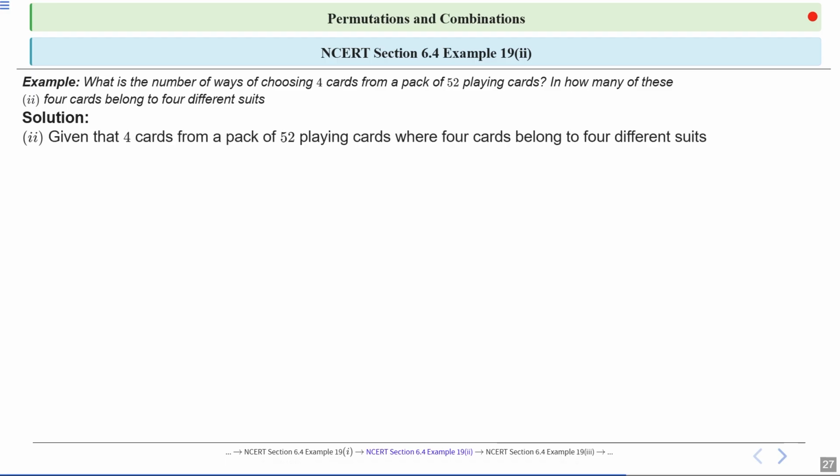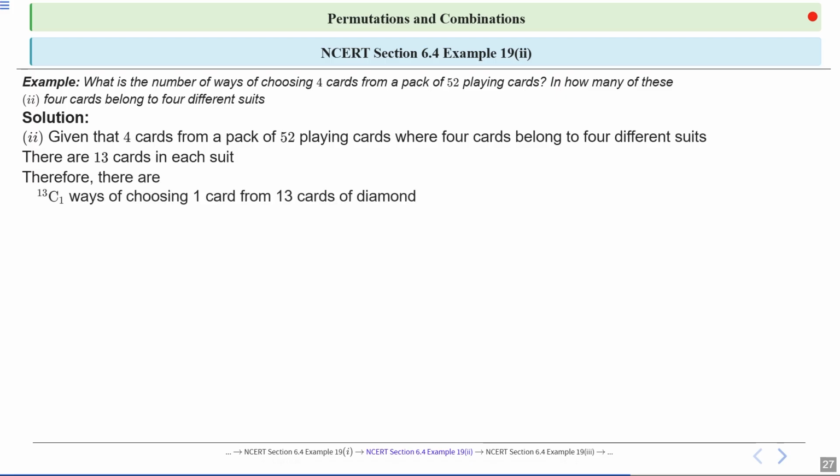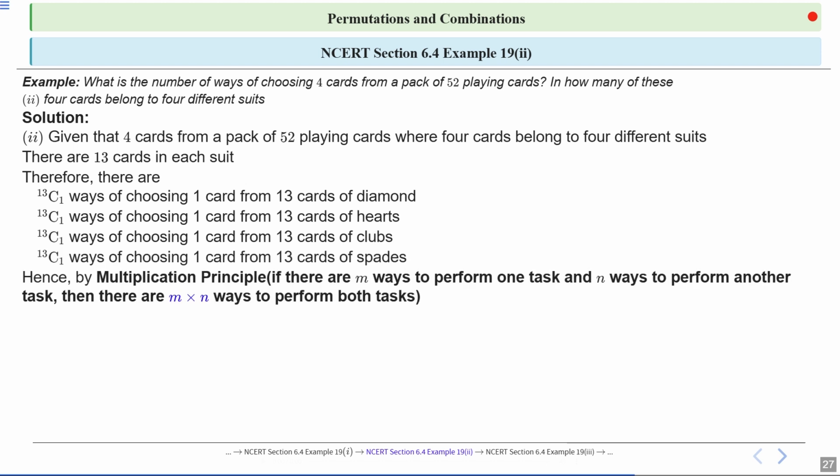So given that 4 cards from a pack of 52 playing cards where the 4 cards belong to 4 different suits. There are 13 cards in each suit. Therefore there are 13C1 ways of choosing one card from 13 cards of diamond, 13C1 ways of choosing one card from 13 cards of hearts, 13C1 ways of choosing one card from 13 cards of clubs, and 13C1 ways of choosing one card from 13 cards of spades.